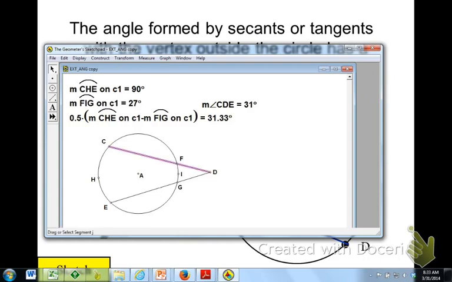If I change this a little bit, I'd like to do 100. If I can, there's 100, so I made that 100, and then this one's 30, so 100 minus 30 is 70, 70 divided by 2 is 35. Big arc minus little arc divided by 2.